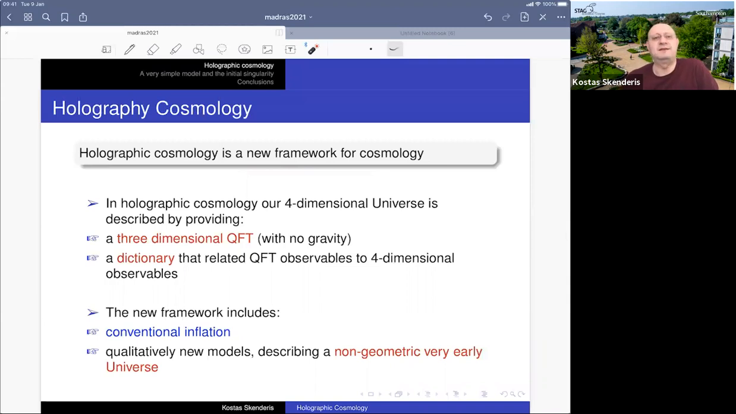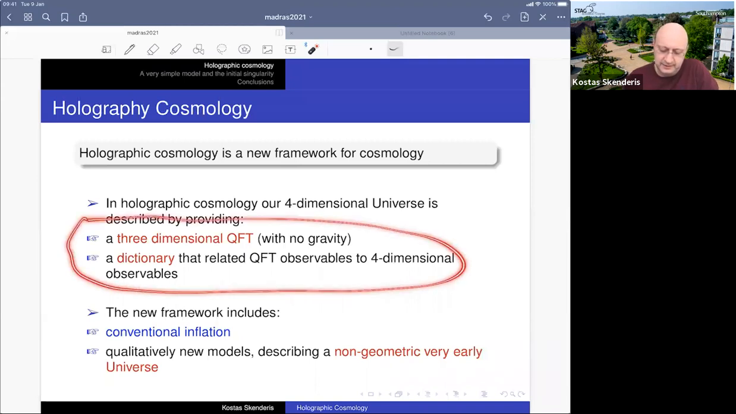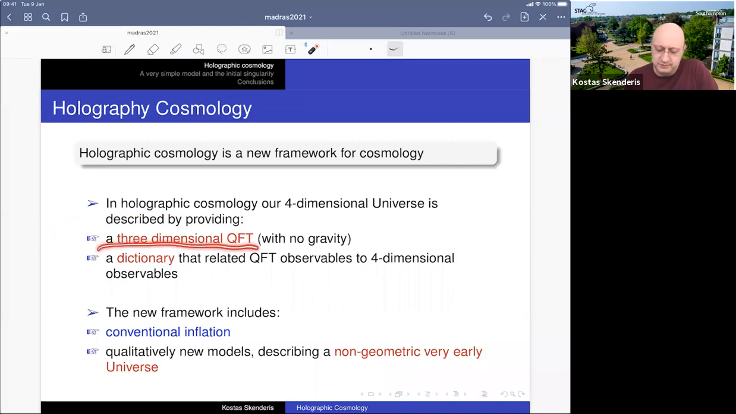Usually we think of cosmology as having Einstein gravity coupled to some matter, and then we consider a cosmological background and see how that evolves. In holographic cosmology, this piece of data is now replaced by the following two pieces of data. First of all, the three-dimensional quantum field theory, which is the dual quantum field theory, and that involves no gravity. And an explicit dictionary which relates observables of the three-dimensional theory to four-dimensional observables, the observables we are measuring.